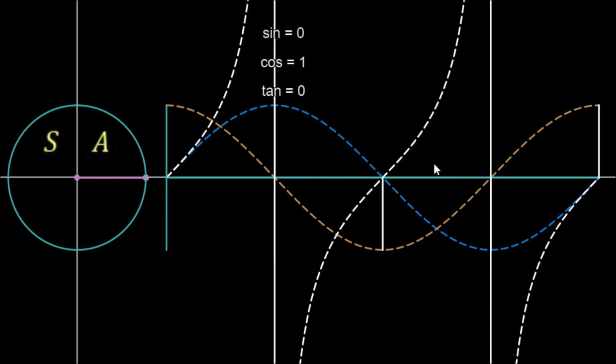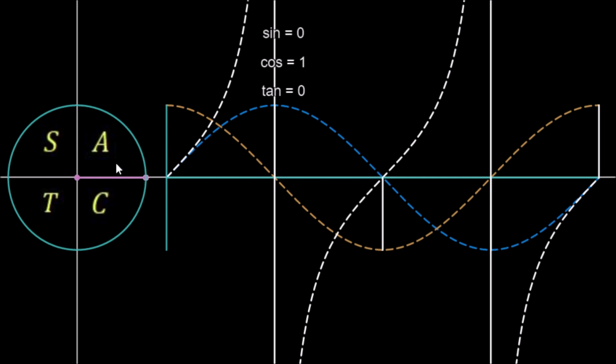When we move into the third quadrant, you can see here that the only function that is positive is the tan function. The sine and the cosine are both negative. So in this third quadrant, the tan function is positive. And finally, in the fourth quadrant, you can see that the only function that is positive is the cosine function. The sine function and the tan function are both negative. So in the fourth quadrant, we can say that the cosine function is positive.